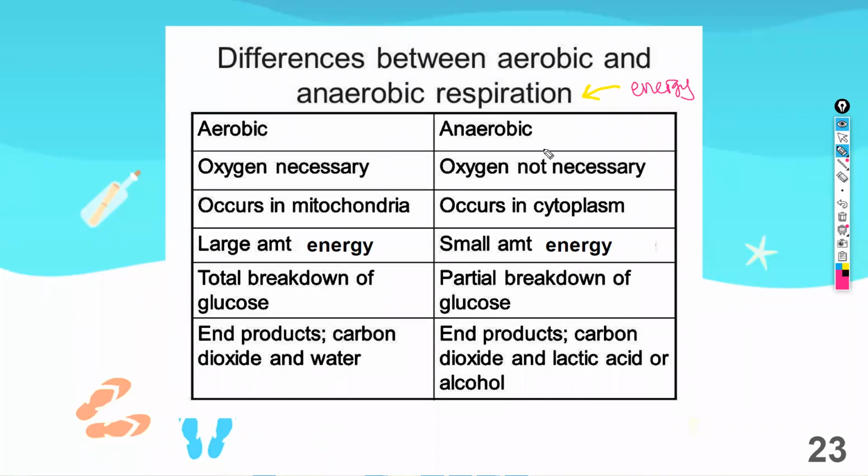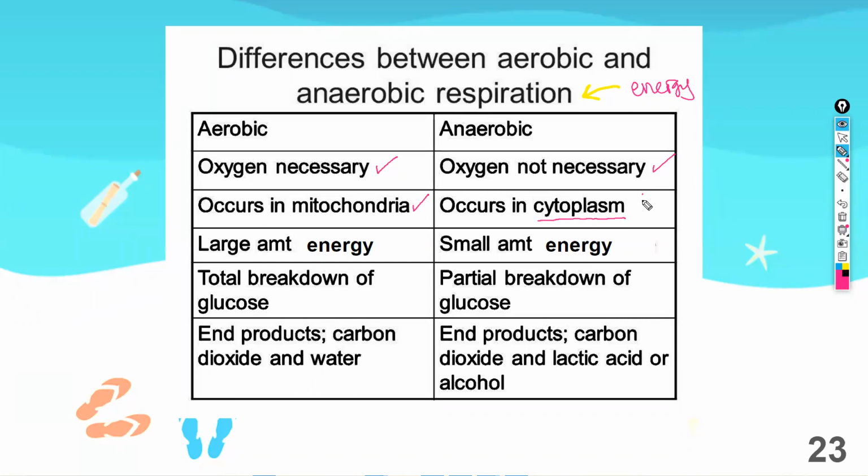Aerobic versus anaerobic. I think the first one is really obvious. Aerobic respiration, oxygen is necessary. Of course, anaerobic, it's not necessary. The aerobic usually occurs in the mitochondria. I think everyone knows that by now, right? It's called the powerhouse of the cell. However, anaerobic respiration does not occur in the mitochondria. It occurs in the cytoplasm.